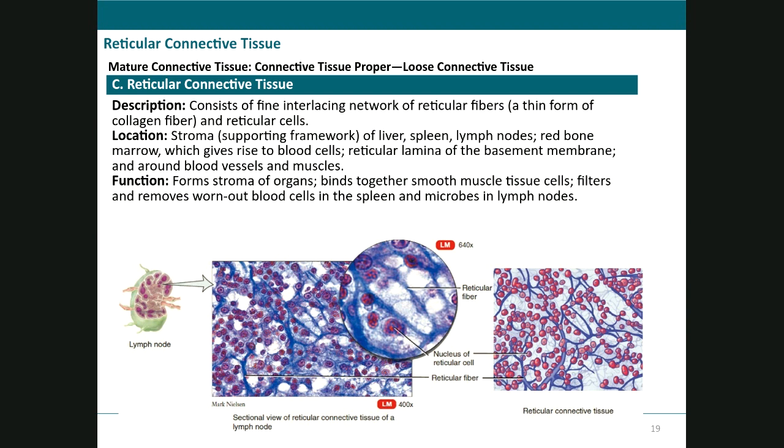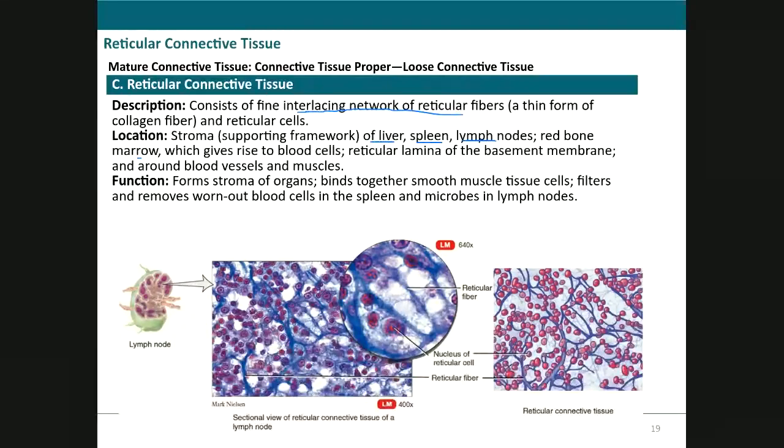Reticular connective tissue is the third type of loose connective tissue. It has an interlacing network of reticular fibers. This one is located in the stroma of dense organs, which includes the liver, the spleen, lymph nodes, and red bone marrow. So it forms a really interwoven connection within these organs.